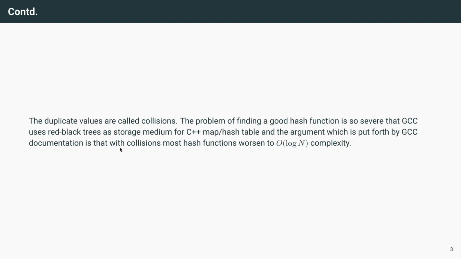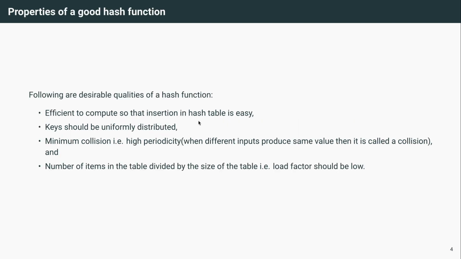Now the problem of finding a good hash function is so bad that if you program in C++, the map backend is a red black tree, which is O(log n). If you go through the C++ documentation, it says that no matter what hash function you choose, there will be collisions, and the collision will worsen the search time to O(log n). So with a large data set, when you have lots of values in the hash table, even though we desire O(1), it never happens. It goes down to O(log n).